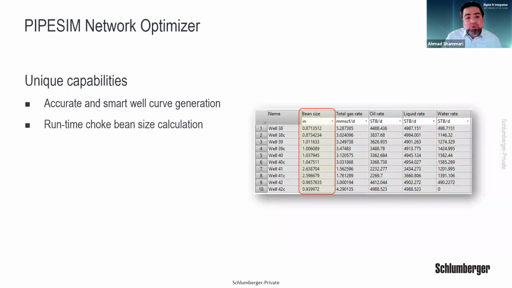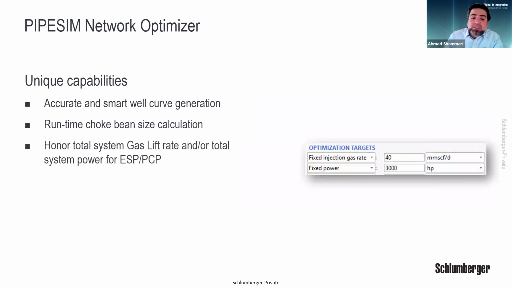We can have runtime choke bean size calculation. So this is what I just showed you. It tells you the required or the optimum choke bean size, right? The recommended choke bean size in order for you to maximize oil, maximize gas, or honor your constraints, for example, okay? And then you can publish back to the network simulation. You can honor total system gas lift rate and/or total system power for ESP and PCP. You can specify the total artificial lift quantity, and then it will distribute the quantity among the wells.